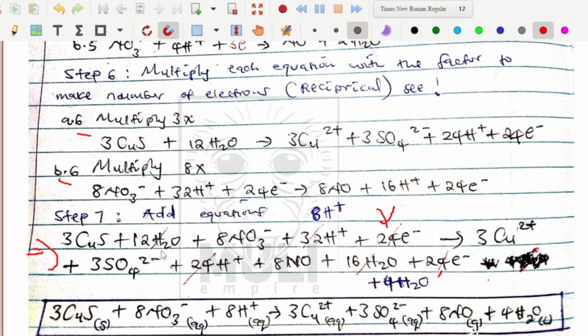When it comes to water, you have 12 water here, but here you have 16, so you remain with 4 water. Then for the hydrogen ions, you have 32 on one side and 24 on the other. When you cancel out 24, you remain with 8 there. Once you do this, it will be easy for you to come up with a balanced equation. You just add them up to look like this equation.